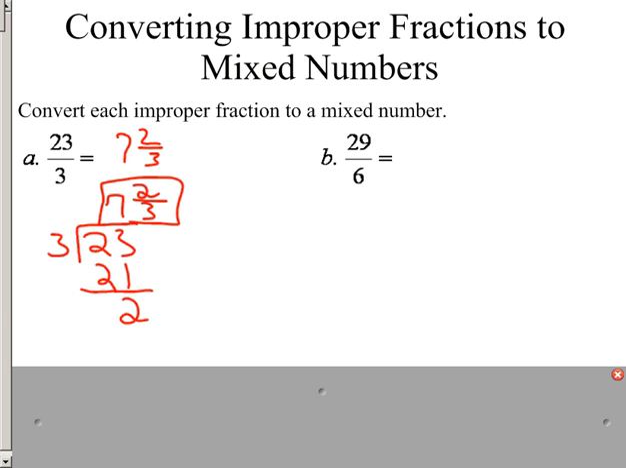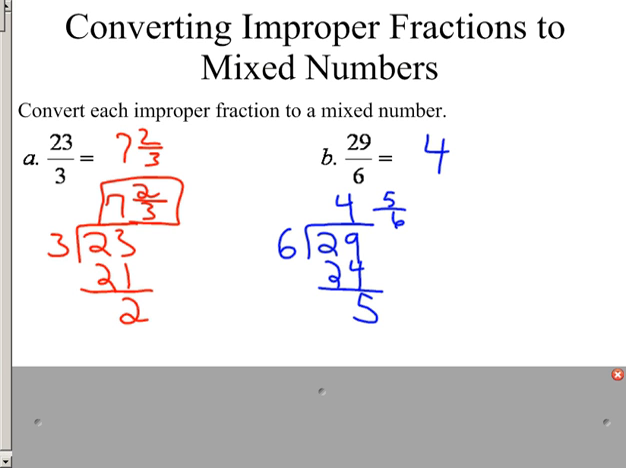We'll do the same thing here for the second example. 29 divided by 6. Can somebody tell me how many times 6 goes into 29? 4, because 6 times 4 is 24. Remainder of 5. So write the remainder over the divisor. 4 5/6. Does everybody have that page down? Move on to the next page.